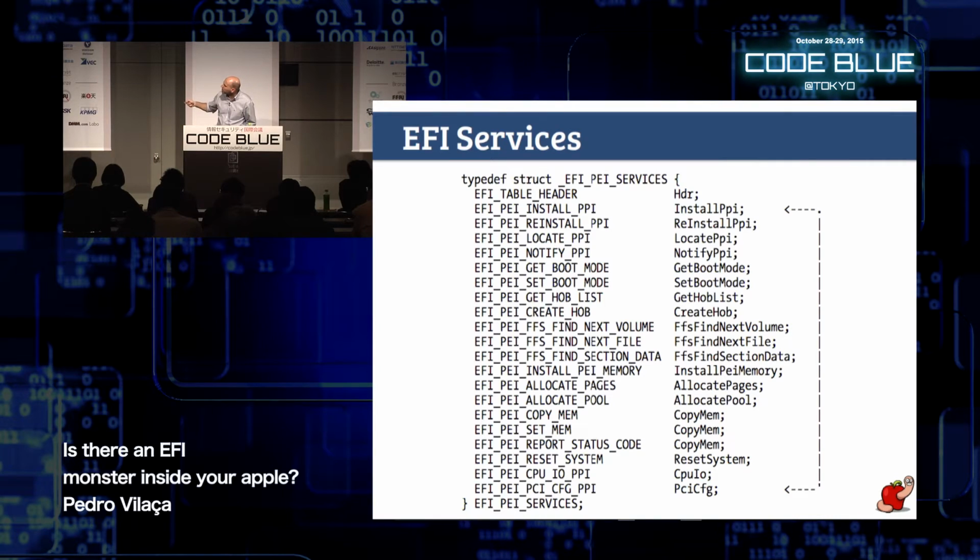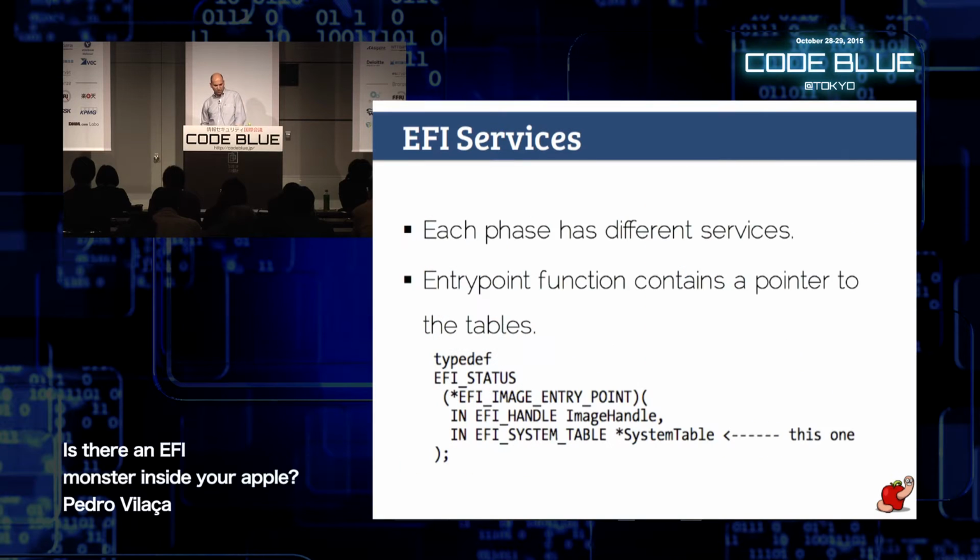An example of a function in the PEI phase: you can see there's a function to install a PPI. I will show you what a PPI is and other stuff. There are, for example, functions to allocate memory. So these are the basic functions, the basic set of functions that you have when you are in EFI. Some more examples, let me go forward.